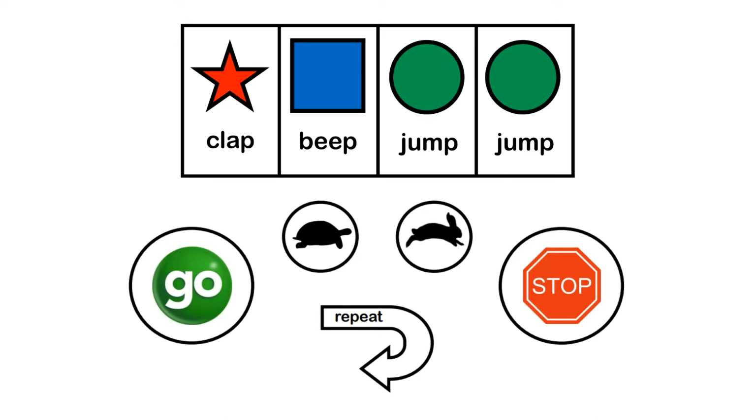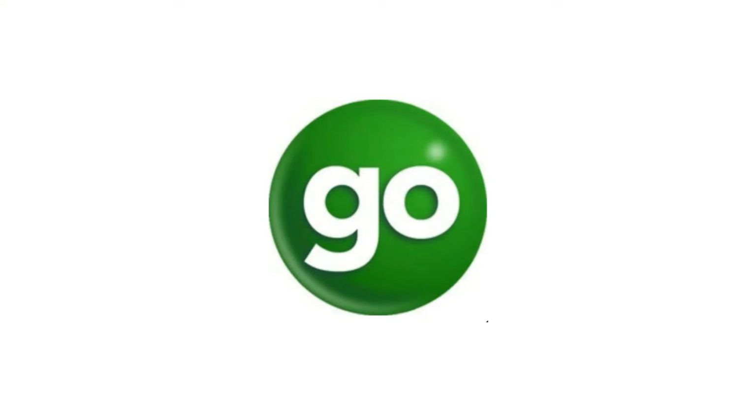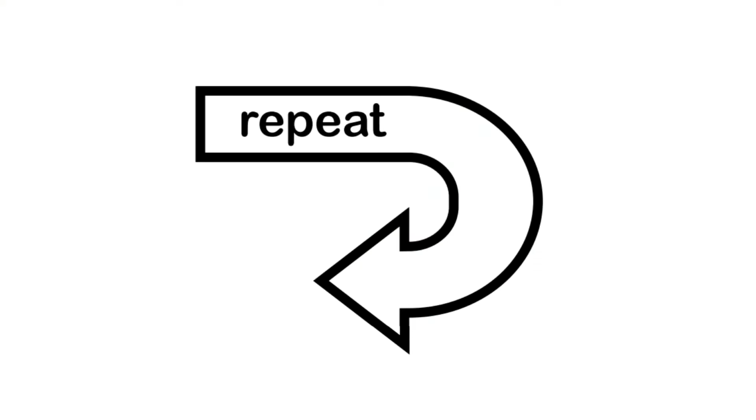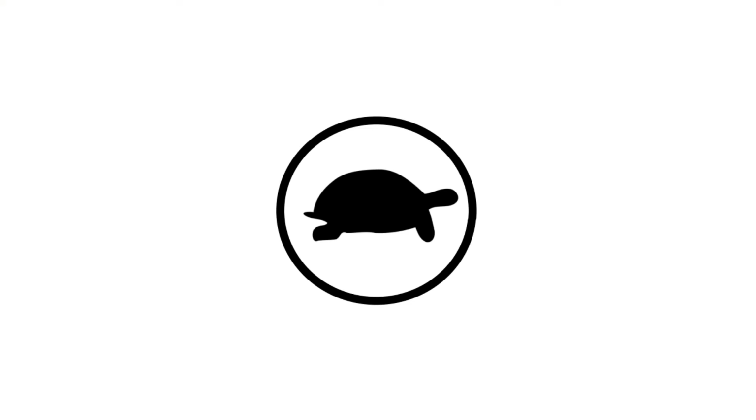We're going to try a different speed each time around, medium, fast, and then slow. Let's give it a try. Start. Clap, beep, jump, repeat, speed up, clap, beep, jump, repeat. Slow down. Clap, beep, jump, jump, stop.